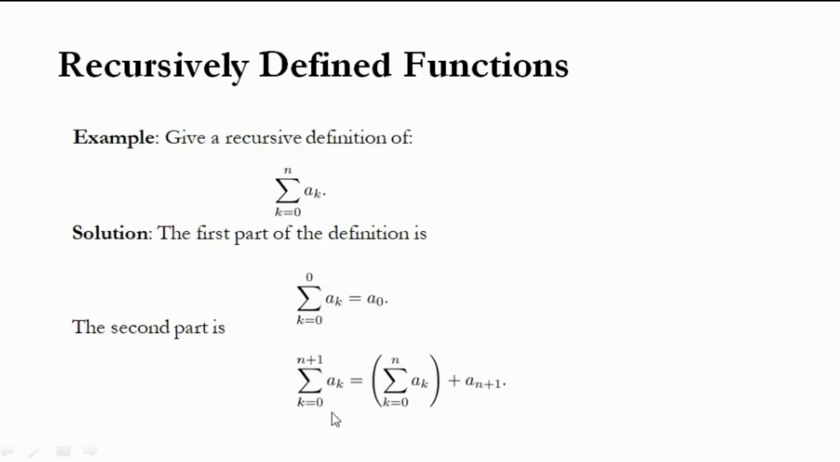The second part is, sigma k is equal to 0 to n plus 1 of ak is equal to, as we already made, sigma k is equal to 0 to n of ak plus a n plus 1, because you have added the n plus 1 here, so that will be added here, plus a of n plus 1.